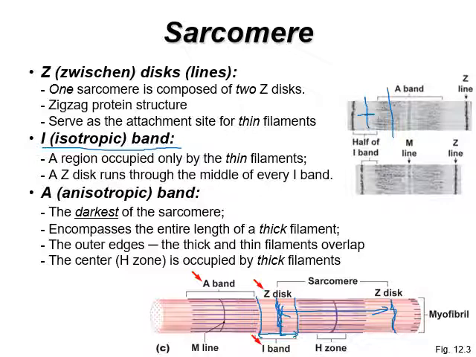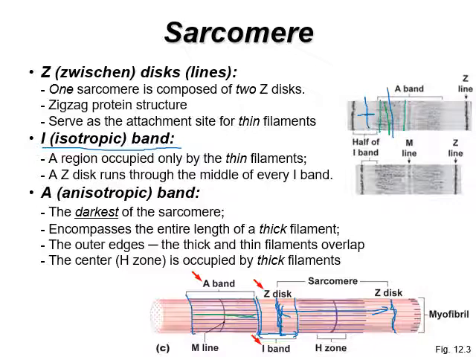Okay, and then you can see an A band. That would be right here. Okay, and what filaments do you see in the A band? You see thin and you see thick. Okay, going across thin and thick. So the A band contains both thin and thick, and so it gives it this darker appearance.